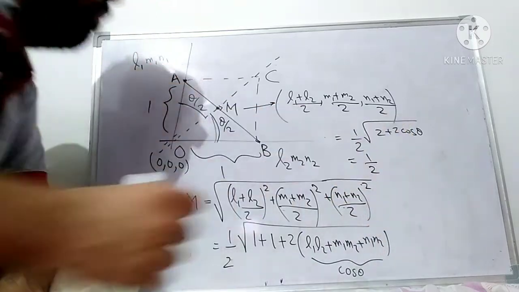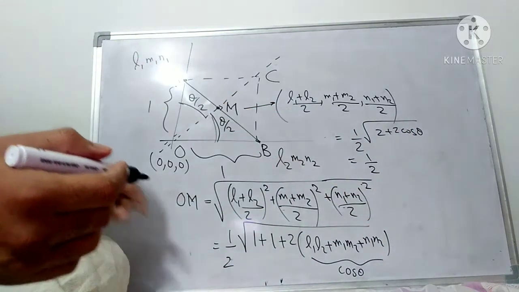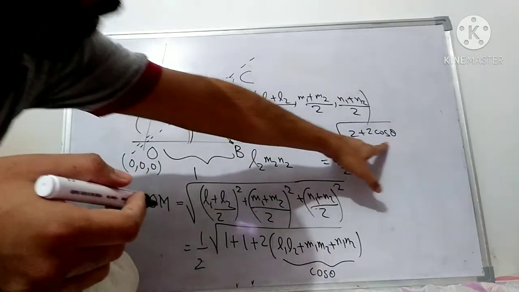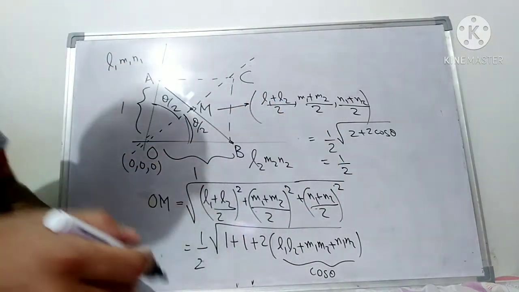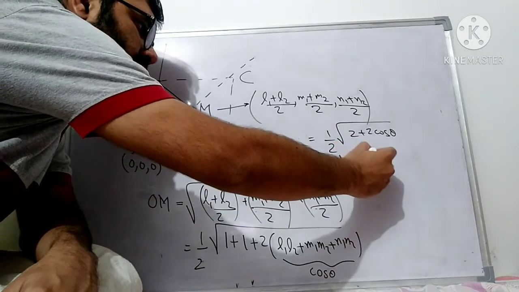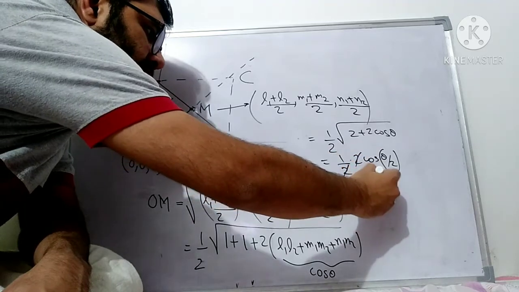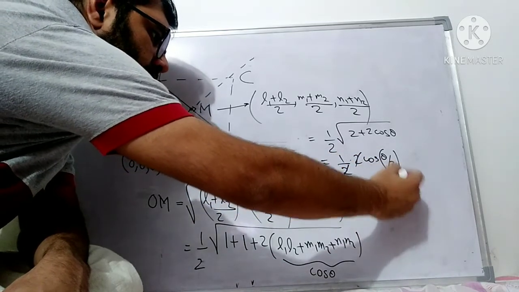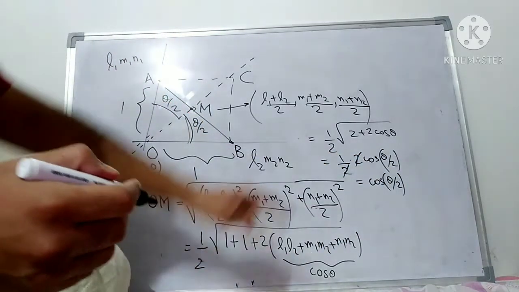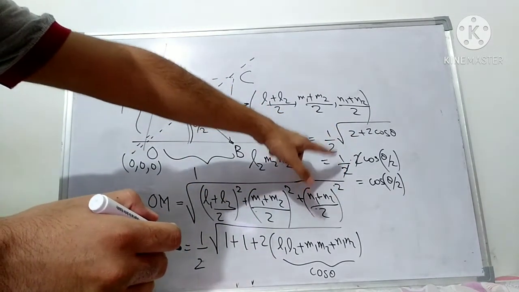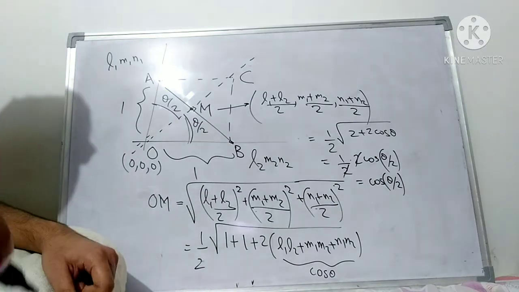If we take 2 common inside the square root, 1 plus cos theta will become 2 cos square theta by 2. So this expression becomes 4 cos square theta by 2. If you take the square root of that, we get 2 cos theta by 2. The 2 cancels, which means this length is cos of theta by 2.